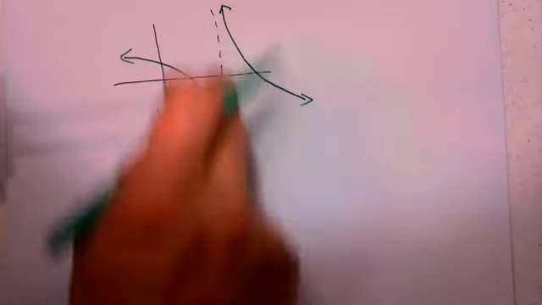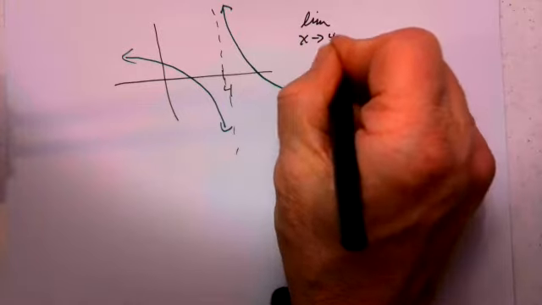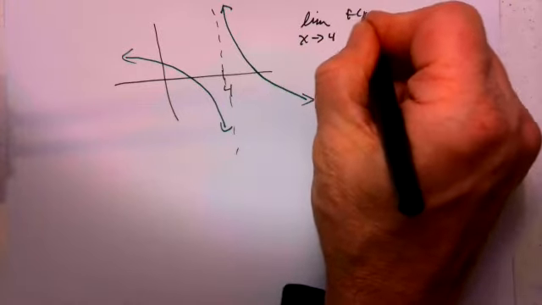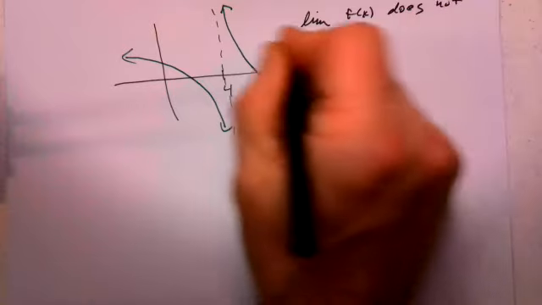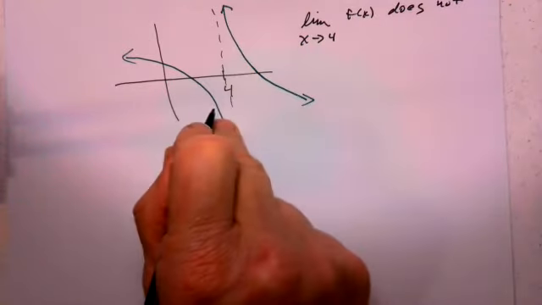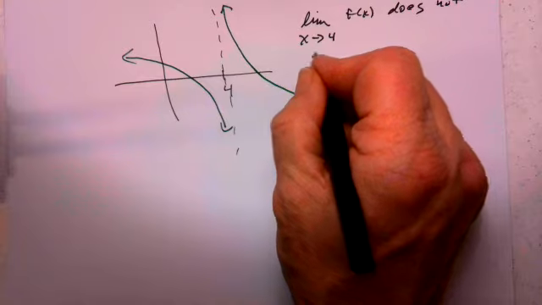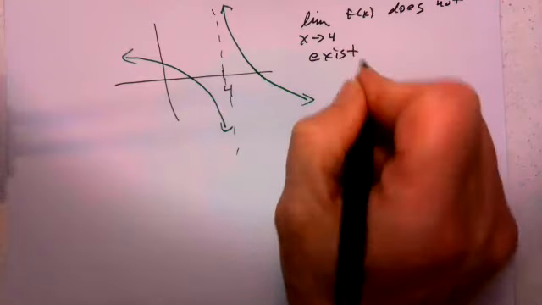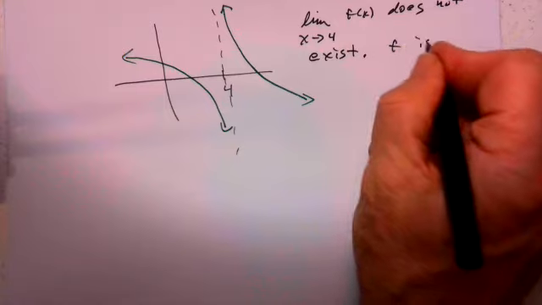So what's going on here? We don't have a limit at 4. Again, it's broken, it's in 2 pieces. The limit as x approaches 4 of f of x does not exist. But in this case, the fact that it's positive infinity from one side and negative infinity from the other doesn't really make a difference. If the limit is infinity, it still does not exist. The limit as x approaches 4 of f of x does not exist, so f is not continuous.